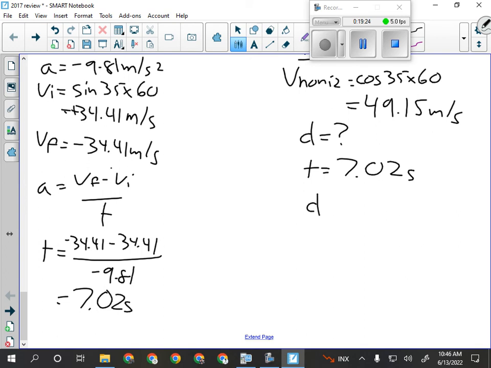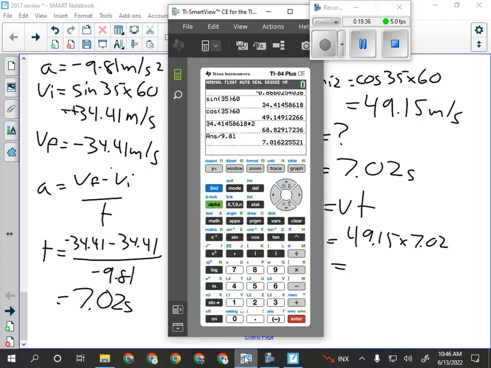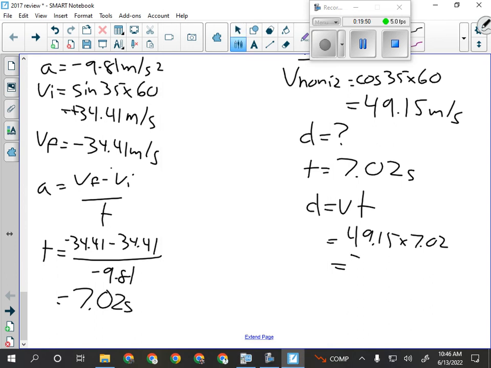And now I can calculate d because I know v and t. Okay, so I'll take my 49.15 and multiply it by 7.02. Of course, using all of the decimals I had before. Okay, it's going to travel, what do we have, 2 sig digs there, so 3.4 times 10 to the 2 meters.